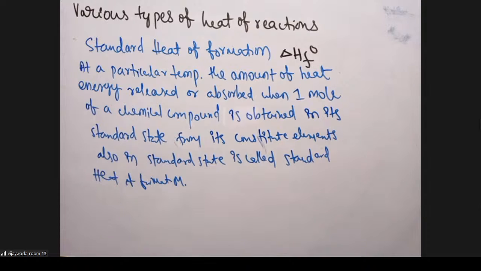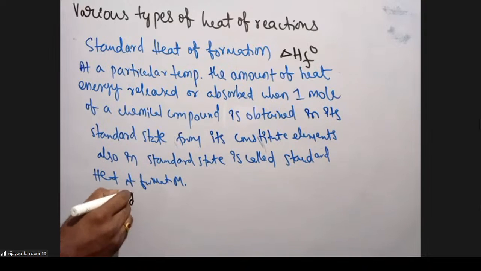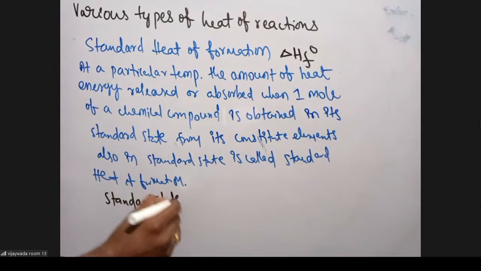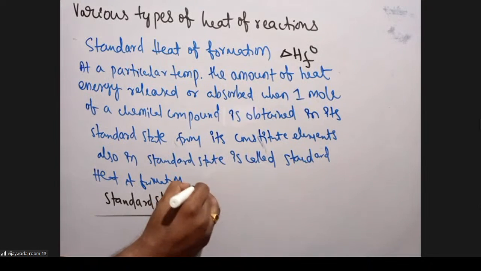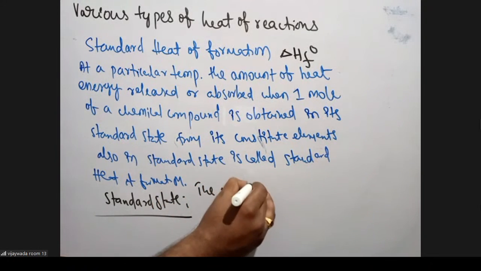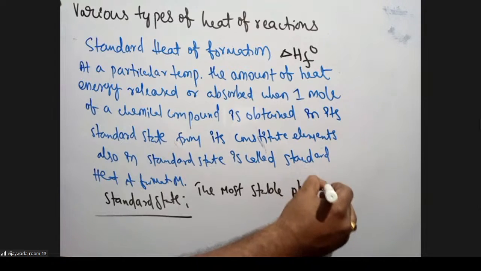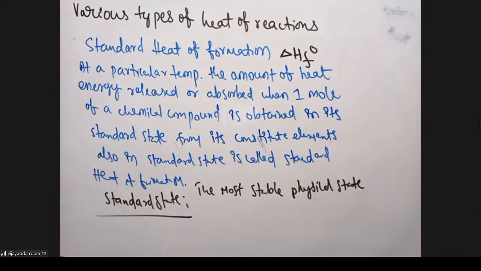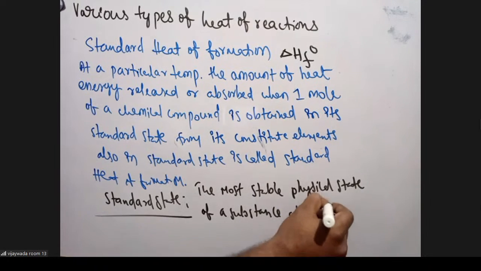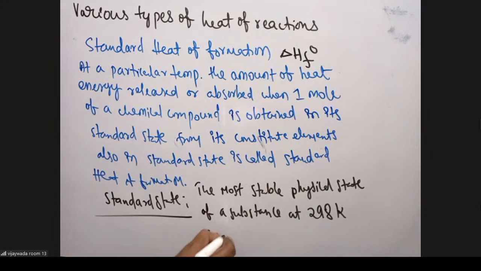What is standard state? The meaning of standard state: the most stable physical state of a substance at 298 Kelvin and 1 atmospheric pressure is called standard state.